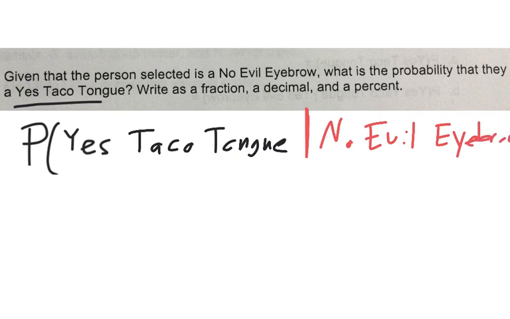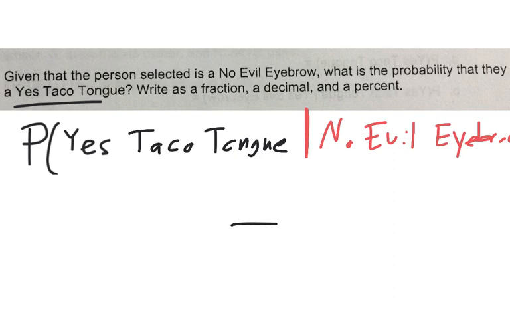Does everybody understand that? How we would write that? The yes always goes first. No. Whatever you're given has to go second. That's the way you need to think about it. Because given is the only row or column we're looking in. So here, we are given the person said no to evil eyebrow.